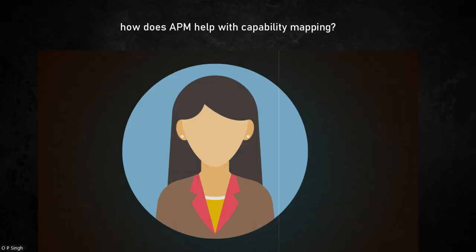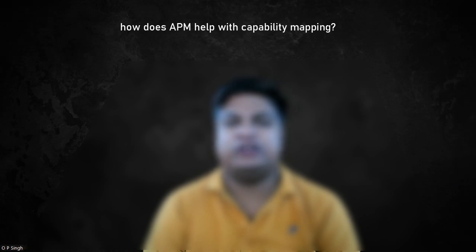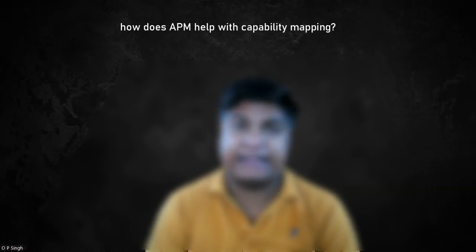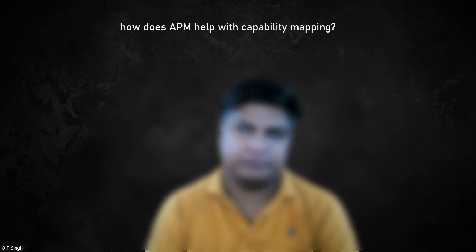Good to know. When it comes to business capabilities, how does APM help with capability mapping? APM supports capability mapping through the business portfolio section. It also provides a hierarchy map that shows a business capability and its sub capabilities, helping organizations to align their applications and services with the business goals. So complete visualization is available in this particular map.